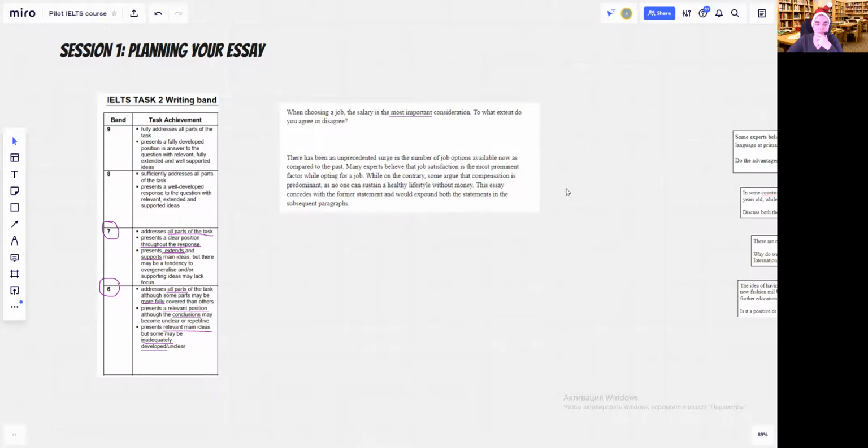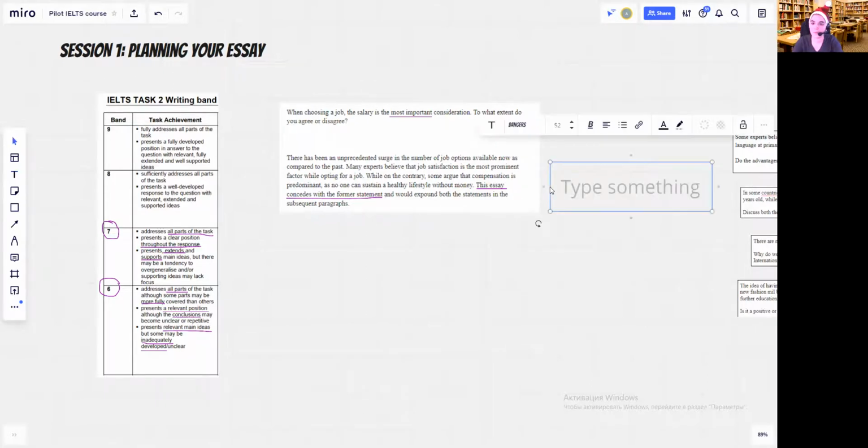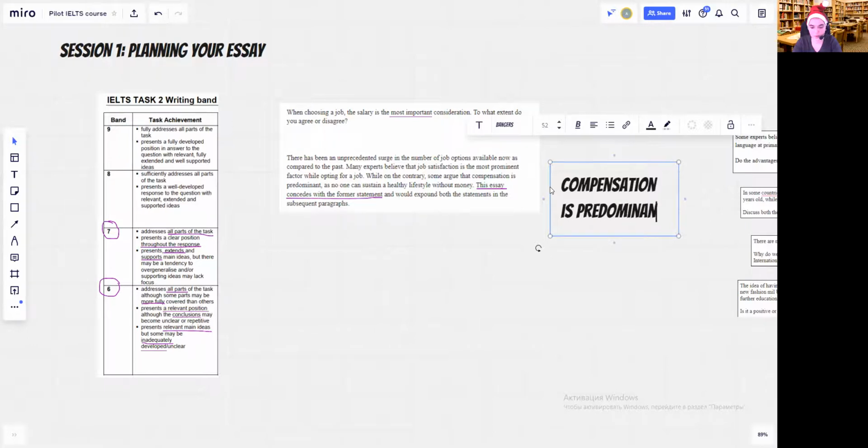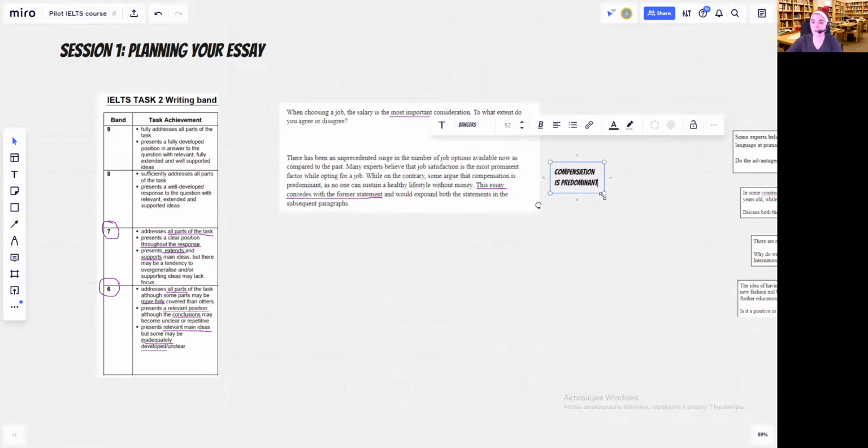Does this introduction have an opinion clearly expressed? I think it does, even though it's a bit impersonal, which is fine. It says, this essay concedes with the former statement. So basically, the author says, compensation is predominant. So we can see that the author basically agrees with the statement that compensation is the most important consideration while choosing a job.